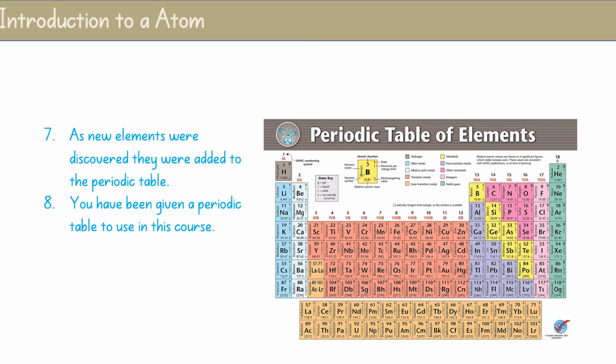As new elements were discovered, they were added to the periodic table. This is a full and complete periodic table with clues and hints about the information provided about an element and the common characteristics of specific groups of atoms. You have been given a periodic table to use in this course.